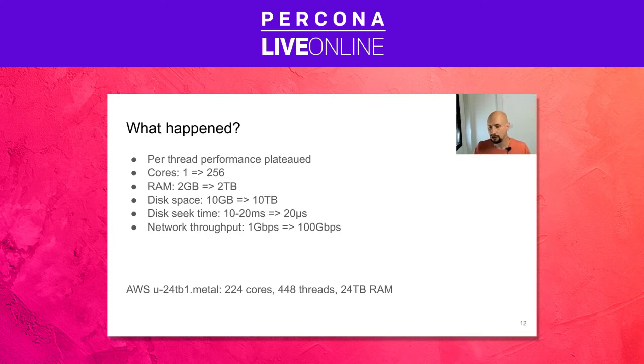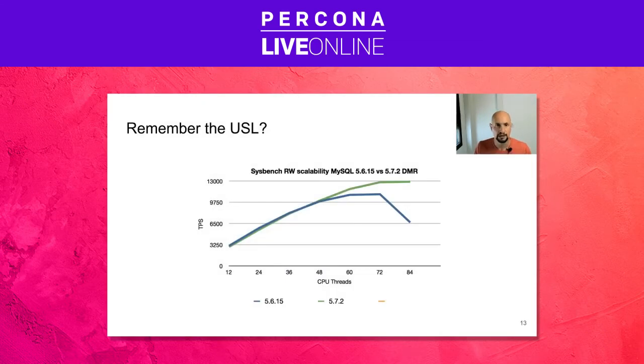In the case of network, the picture is different from disk. Latency remained more or less the same, a little bit faster, but throughput has risen dramatically. Just to give you an idea of what's available today, the largest machine on Amazon currently has about 224 cores and 24 terabytes of RAM. That's not a mistake, that's terabytes. And you have a lot of other machines which are smaller, which have 1 terabyte, 2 terabytes of RAM. It's not a problem anymore. So what do we do with this hardware?